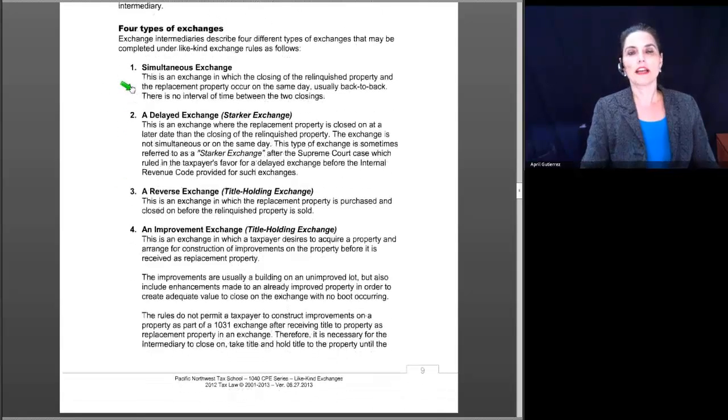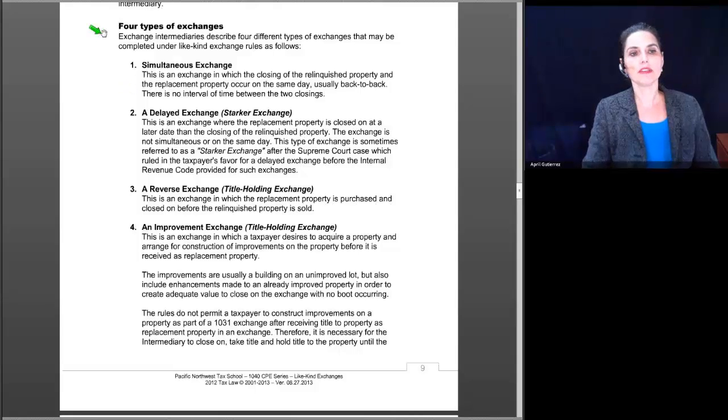There are 4 different kinds of exchanges. Exchange intermediaries describe 4 different types of exchanges that may be completed under like-kind exchange rules as follows. Firstly, we have the simultaneous exchange, and this may be the one that you most commonly think of, but it doesn't mean that it's the only kind. A simultaneous exchange is an exchange in which the closing of the relinquished property and the replacement property occur on the same day, usually back to back. There's no interval of time between the two closings. But as we know from the 45-day rule and the 180-day rule, it's not required that you do it that way. You could actually close at another time.